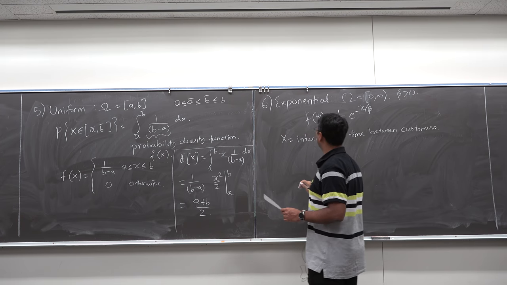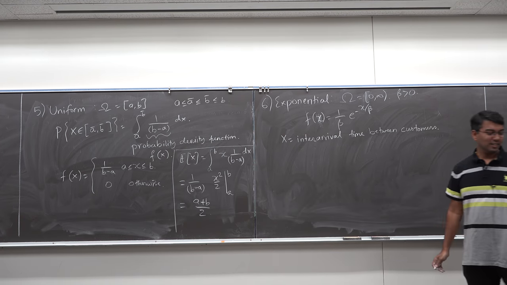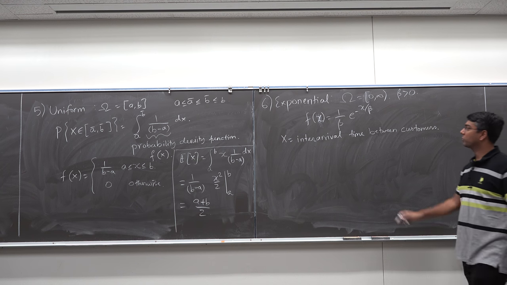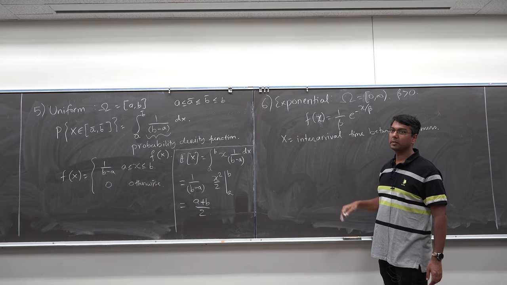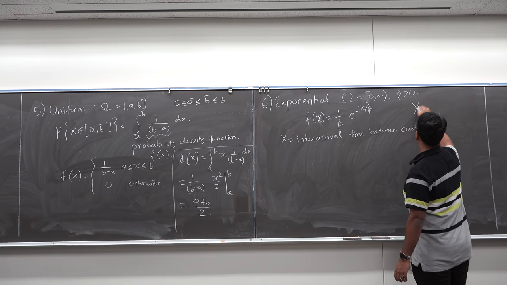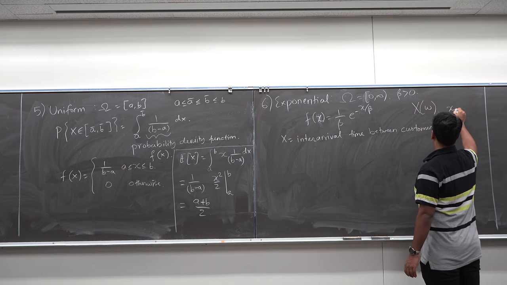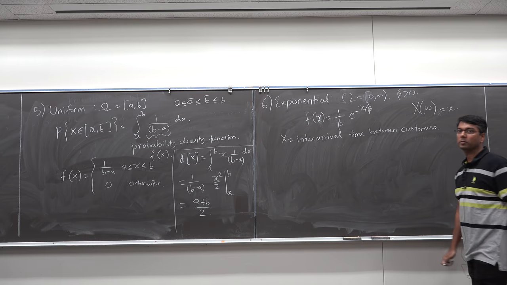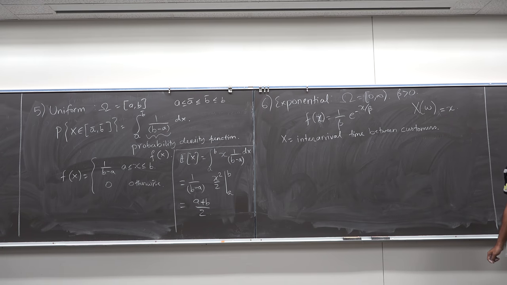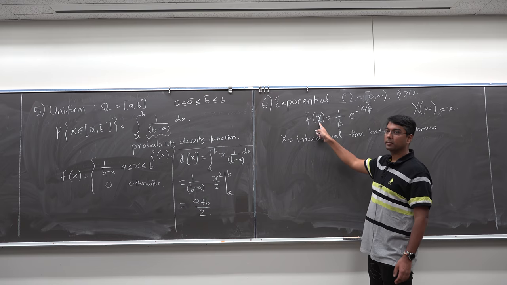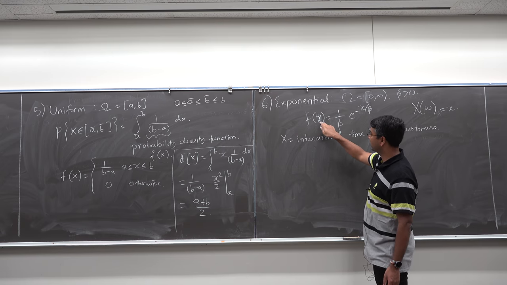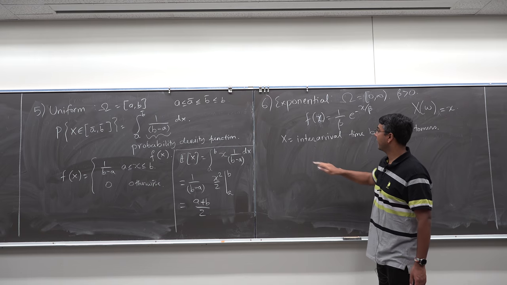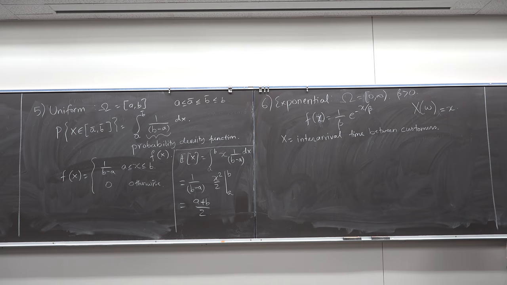So generally, the convention in probability is that small x denotes a value and capital X denotes a random variable. So remember, I write capital X of omega, and small x is just a value. Because the expression doesn't contain the random variable. Correct. That's why I've written it as x, because it's a value. This is the value f evaluated at this point. And then this X is a random variable, which is inter-arrival time between customers.